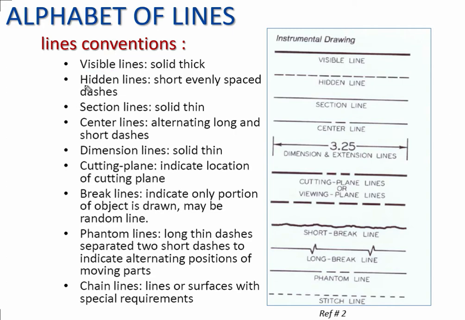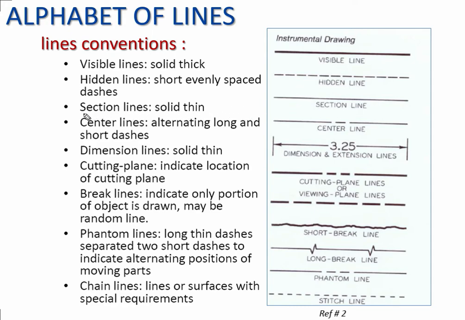Second line, it is the hidden line. The hidden line is made of short, evenly spaced dashes and should be thin, not thick. This hidden line convention is used to represent a hidden edge. When you have an edge that you cannot see from a viewpoint and you want to present that edge, you should use the dashed line, the hidden line, or shortly, evenly spaced dashed lines. It should be thin, not thick, and not solid. You can use different scales.